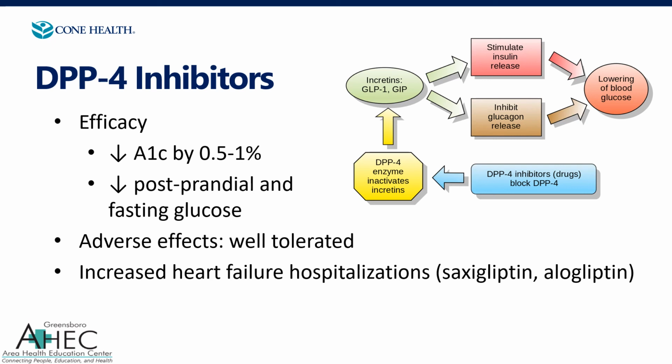Note that because these drugs work similarly to GLP-1s, they generally should not be used together with the GLP-1 receptor agonist class. The efficacy is also pretty good, 0.5 to 1% reduction in A1C. They also help to reduce the postprandial and fasting glucose levels. Overall, they're pretty well tolerated for adverse effects, though they have shown in trials to increase heart failure hospitalization, specifically for the drugs saxagliptin and alogliptin, so those specific medications should not be started in patients with heart failure.